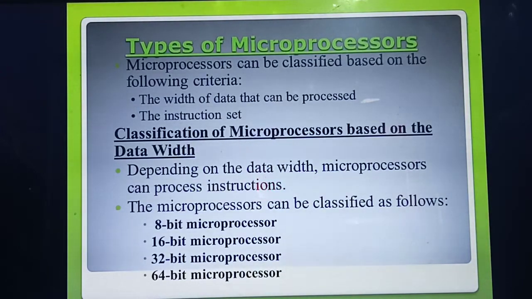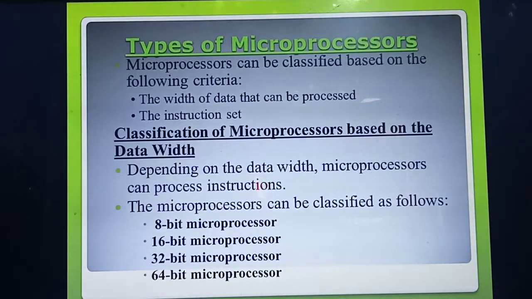That is called width. So the microprocessor can be classified based on which one? First one is based on the width of the data, that means how much data a particular microprocessor can process. Second is based on instruction set. Understood? First based on what? Width of data that can be processed. Second based on what? Instruction set. Important 2-mark question: microprocessor can be classified based on which criteria? Two criteria. First is based on the width of the data that can be processed. Second is based on instruction set.